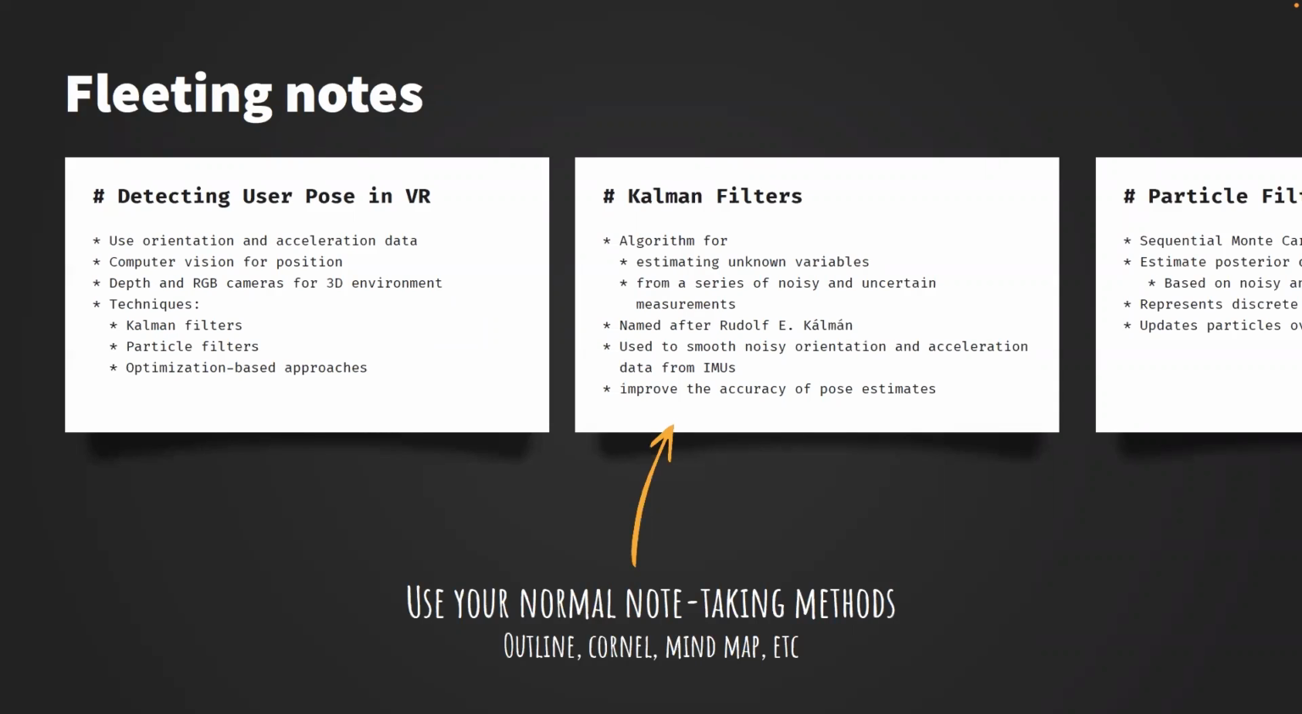Personally, I'd say just use your normal note-taking techniques to capture that, because what you're doing is comprehending and filtering what you're reading or what you're learning. And really, the quicker you can use your techniques, the better, because then you can get through more material. So if you like doing an outline, great. If you like doing the Cornell method, great. If you want to do a mind map, great. Do what you want.